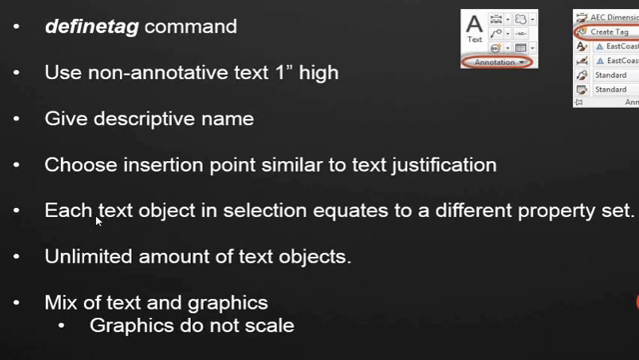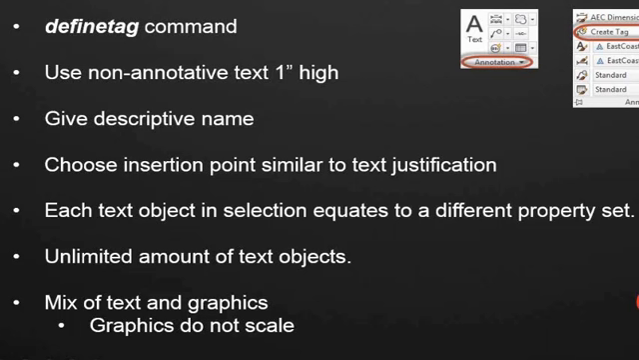Each text object in a selection equates to a different property set. So if I had created 3 pieces of text and then went to create a tag, I could have had 3 different property sets being reported inside of that tag. And you can do that up to an unlimited amount of text objects. At some point, you really don't need to report on everything in a tag, so you have the capability of doing an unlimited amount, but in reality, you'll probably only do a couple for each tag.